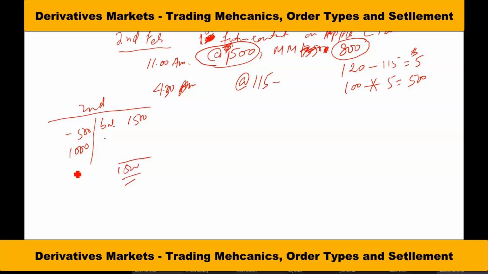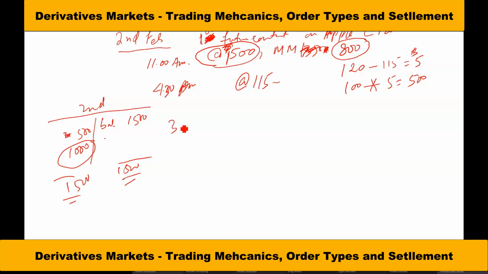1,000. Okay, this is for the 2nd Feb. So 1,500 and 1,500. Now, after the first day, I lost 500. So my balance has dropped from 1,500 to 1,000.